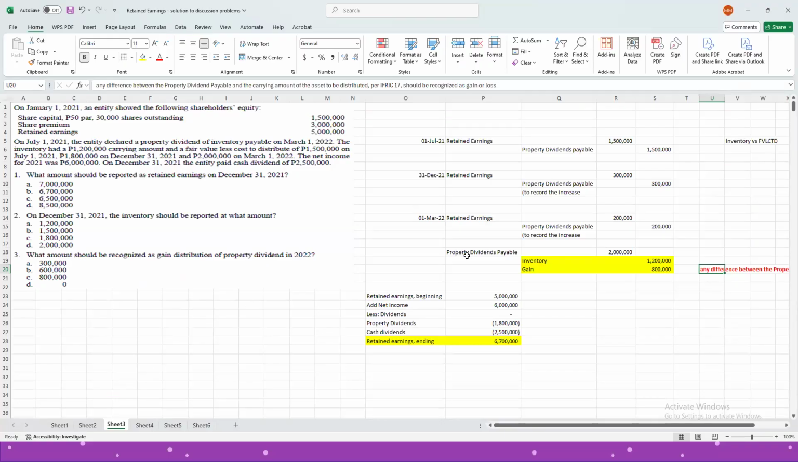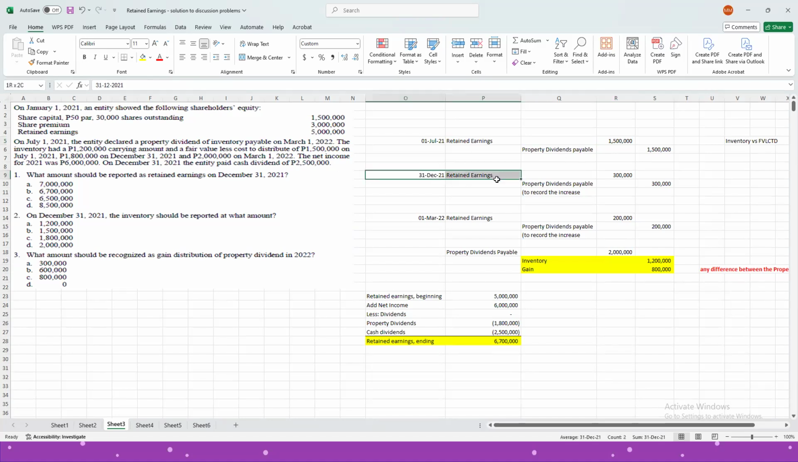Let's go through the transactions one by one. First, on July 1, 2021, this is the date of declaration. The inventory had a carrying value of 1,200,000 and a fair value less cost to distribute of 1,500,000. And remember, we recognize the property at fair value. So in this case, debit retained earnings for 1,500,000.